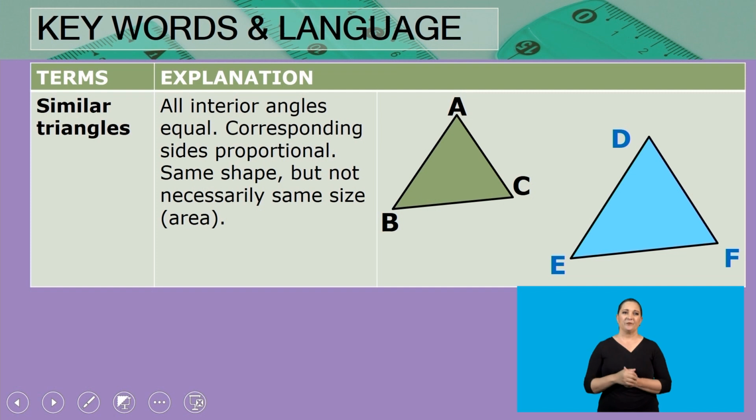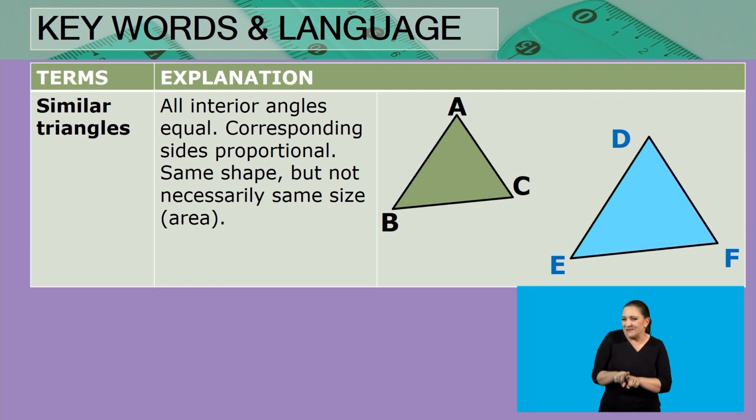Let's move on to the keywords that we are going to use during this lesson. So firstly, we are going to look at similar triangles. Those are when all interior angles are equal and when the corresponding sides are proportional. Same shape, but not necessarily the same size or the same area.